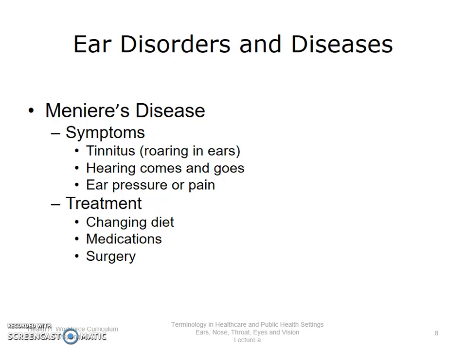Symptoms can occur suddenly and happen every day, or as seldom as once a year. Unfortunately, there is no cure for Meniere's disease. However, symptoms may be controlled by changing the diet or taking medication so that the body retains less fluid. Severe cases may require surgery.